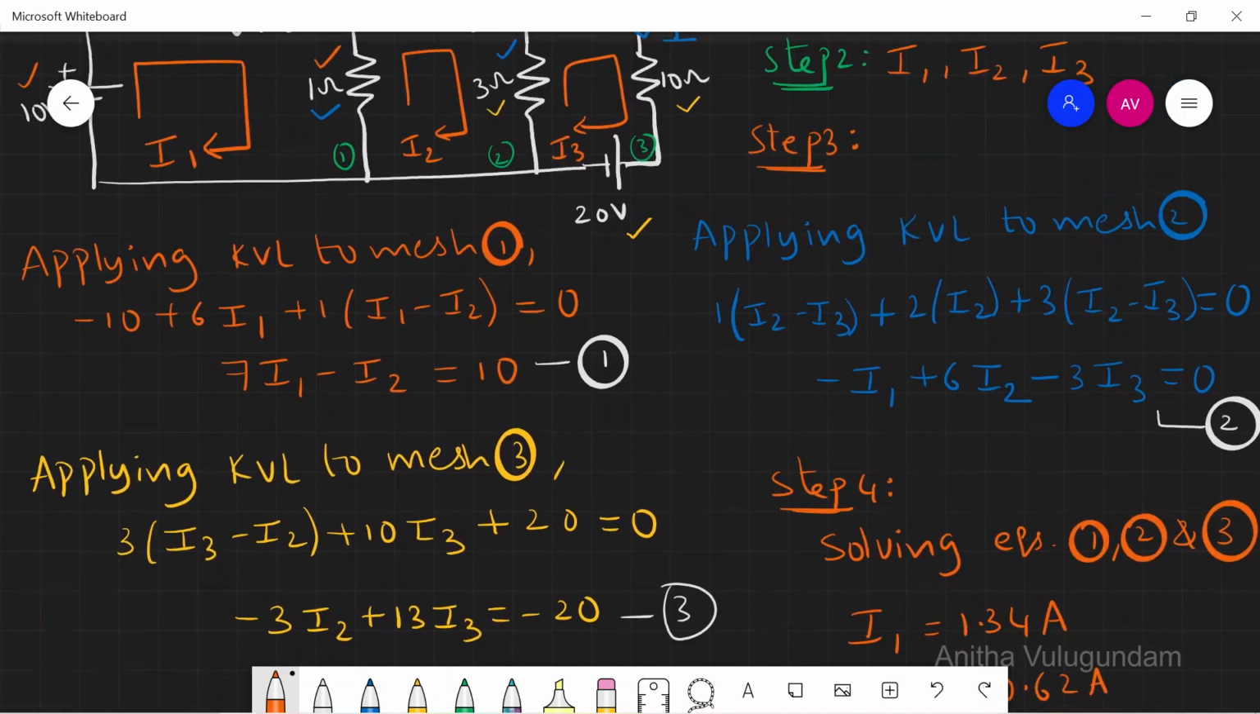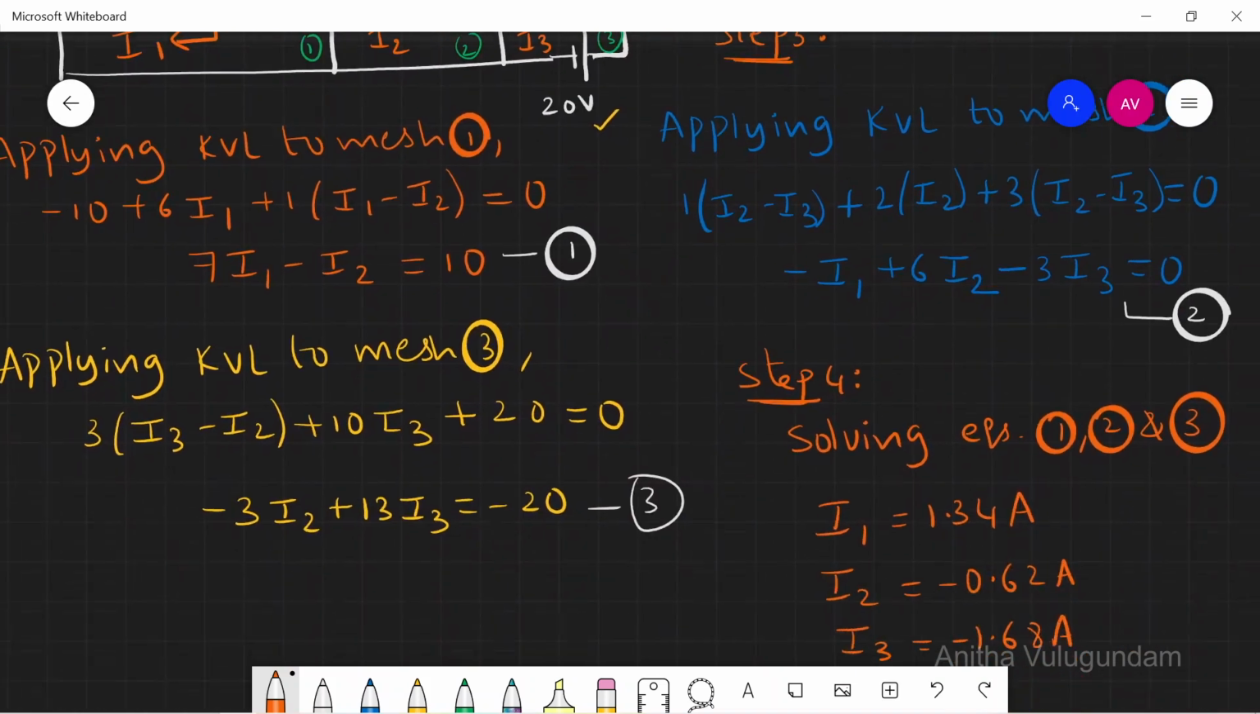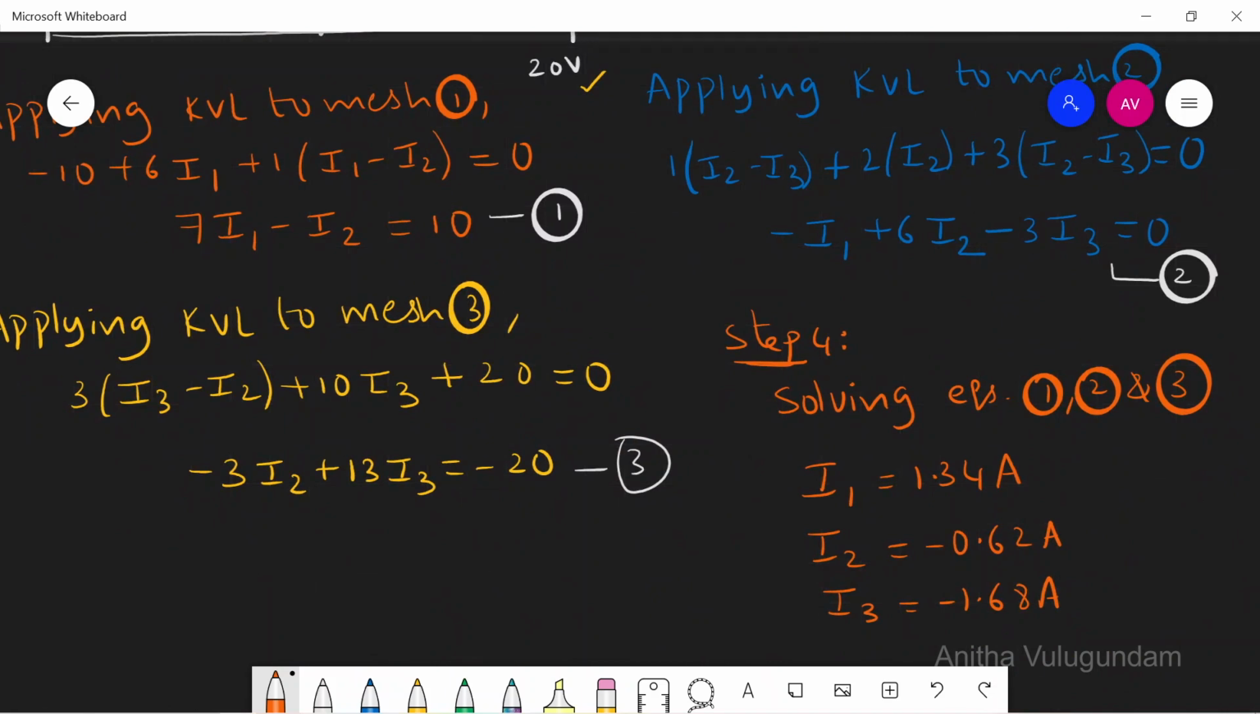We are asked to find the current I flowing in the circuit. If you observe the circuit, here I is nothing but I3. So answer is, this is nothing but I. This is the answer. I equal to minus 1.68 amp. Minus indicates that current is flowing in reverse direction.